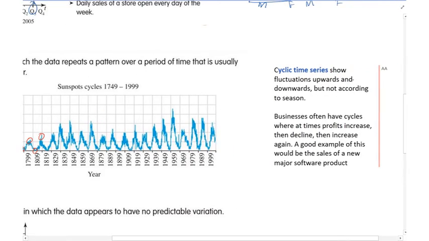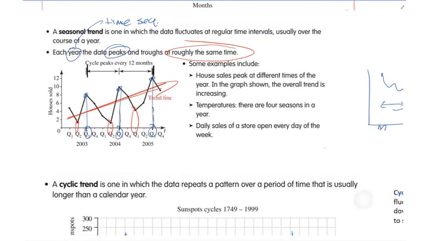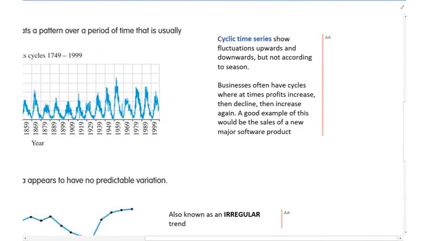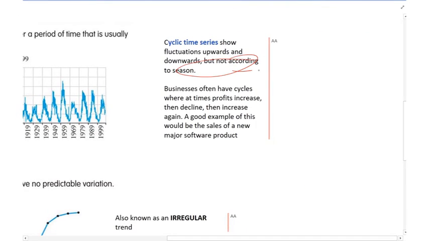It shows the fluctuations up and downwards, but it's not according to a season. It hasn't got that irregularity of a season. So when I was saying up here, I should have highlighted regular time intervals. I said it, but I should have highlighted it there. This one's not according to a season, so not regular.